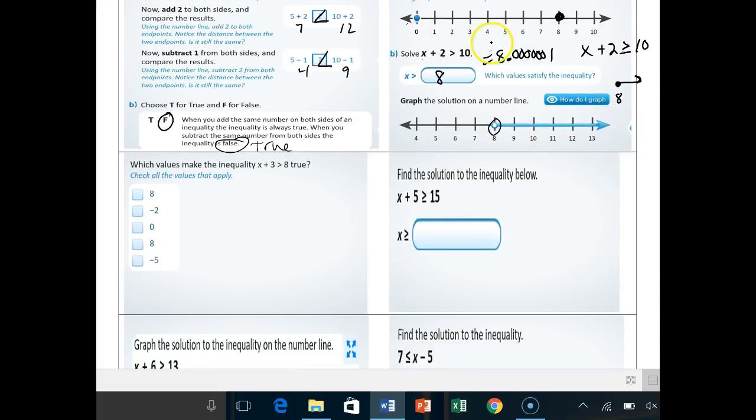But this makes sense, right? 9 plus 2 is going to be greater than 10. 10 plus 2 would be greater than 10. 11 plus 2 would be greater than 10. All these numbers, all the way to infinity, added to 2 will be greater than 10. Right? Which values make the inequality apply?